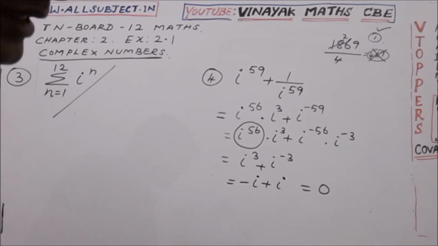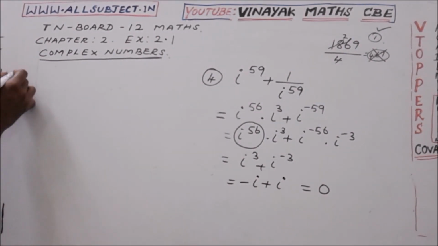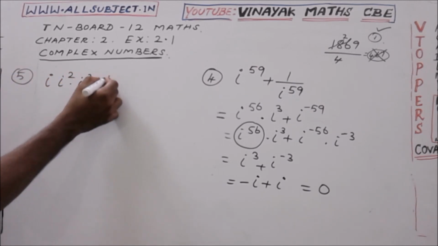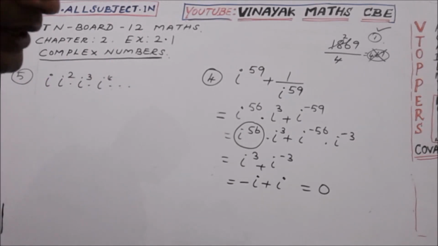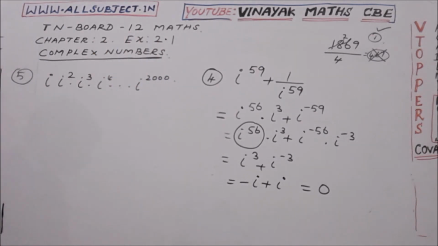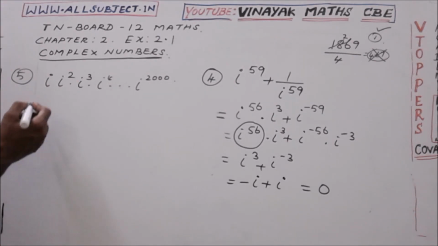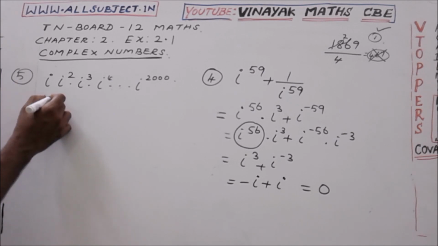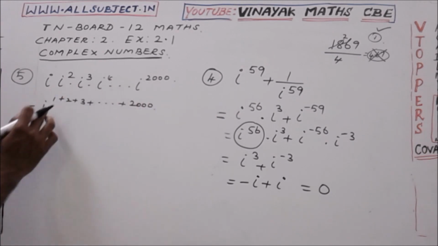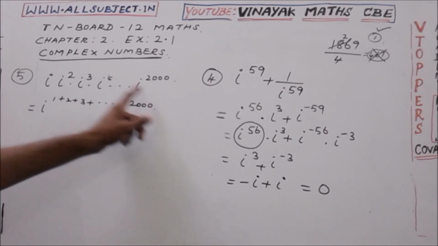Question number 5: i into i square into i power 3 into i power 4 and so on up to i to the power 2000 is given. Look here, the bases are equal, so when we multiply we can add the powers. That is i power 1 plus 2 plus 3 and so on plus 2000. This is the set of natural numbers.